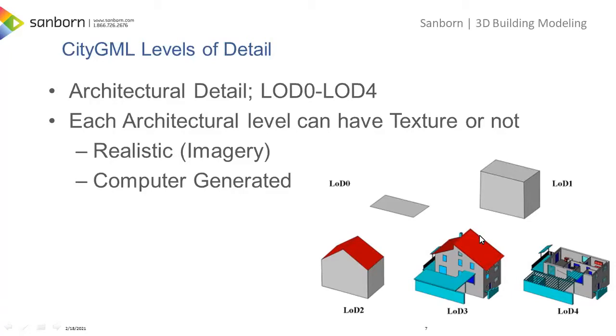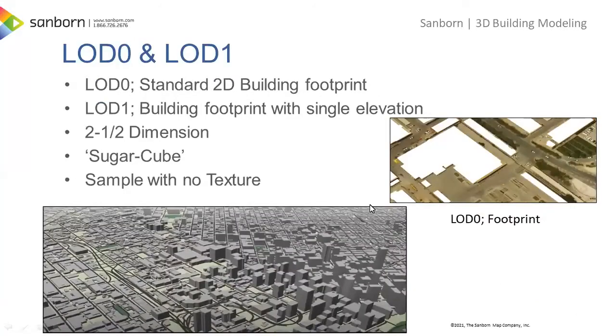Level 3 gets into much more detail. We add in all the different appurtenances such as stairways and chimneys and air conditioning units, patios, and whatnot. Level of detail 4 gets into internal building modeling. Each one of these levels, you can have no texture at all, or you can put realistic imagery on the sides and tops, or you can provide a computer generated texture. I have a couple of samples real quick here.